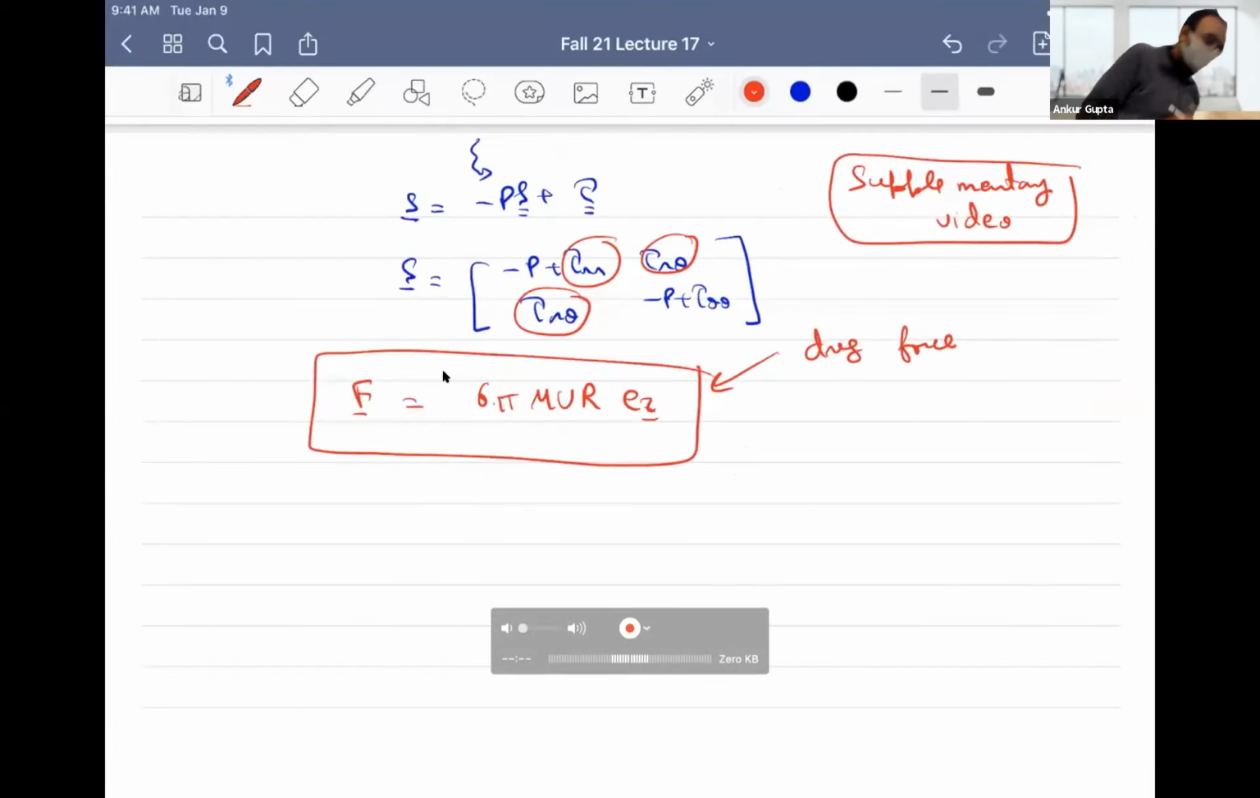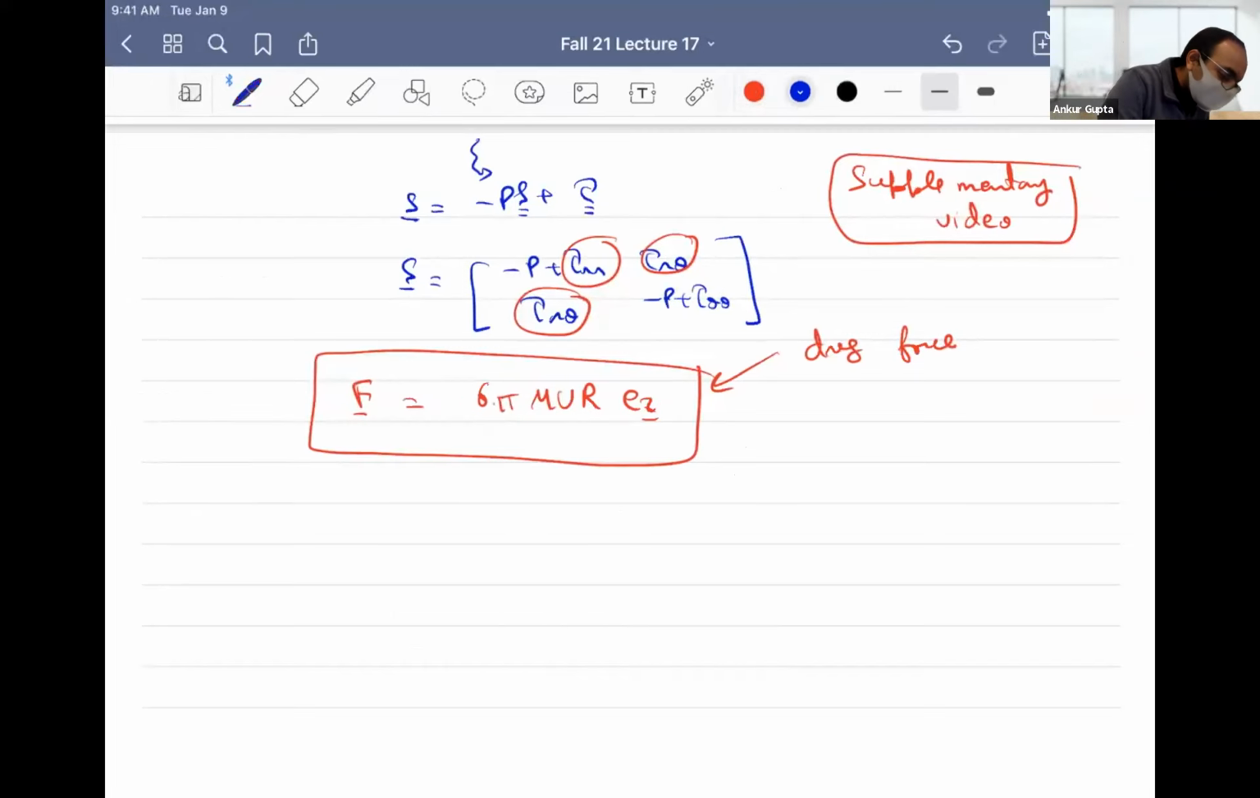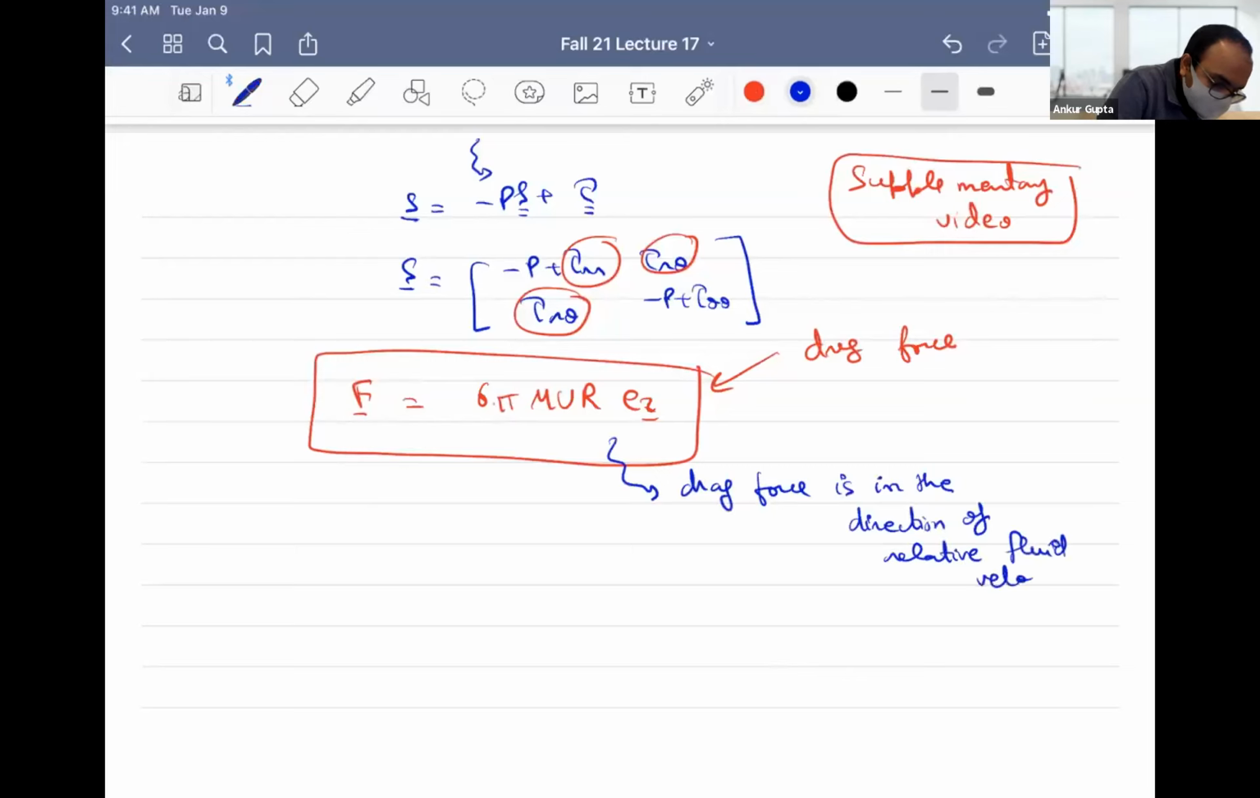All right, so we get this. First, a few things to note. The drag force is in the direction of the relative fluid velocity. You should note that. Does it make physical sense? It does, right? If the fluid is flowing over a solid sphere, it is trying to push it in its own direction. So physically it has a lot of meaning.